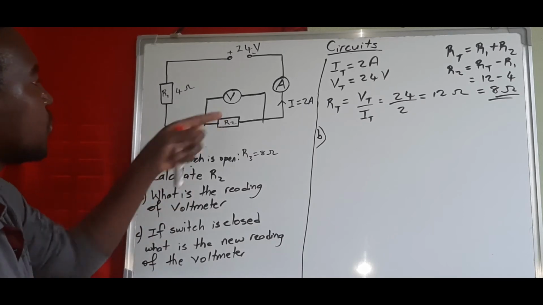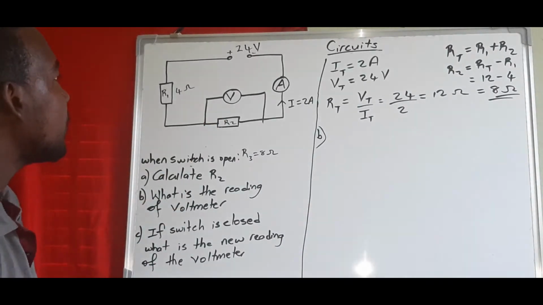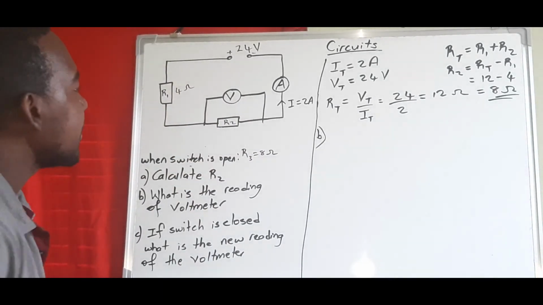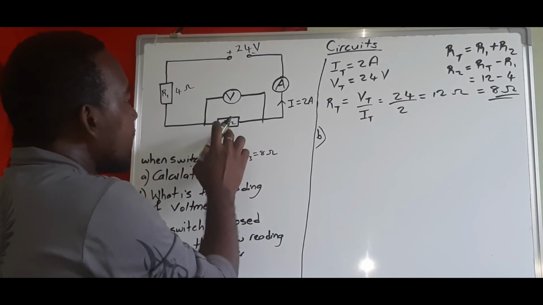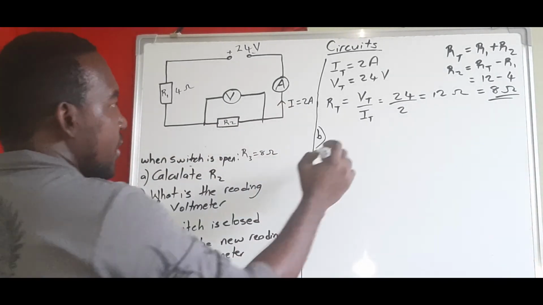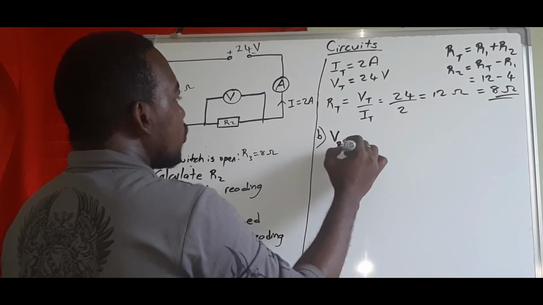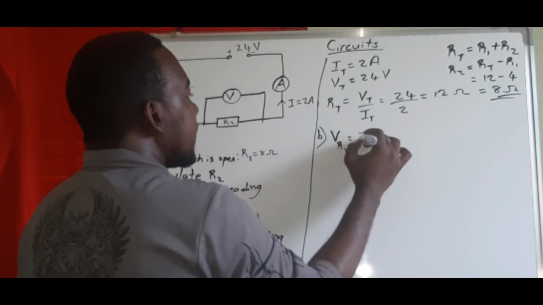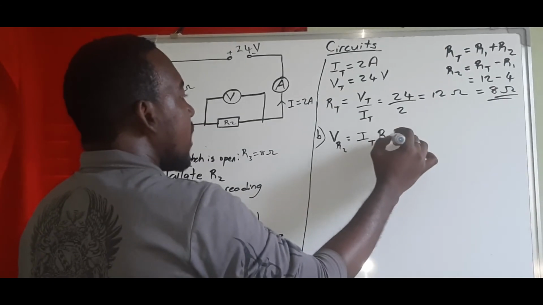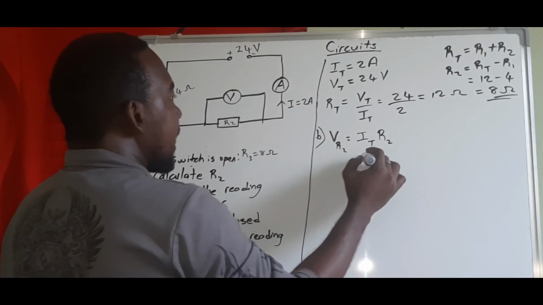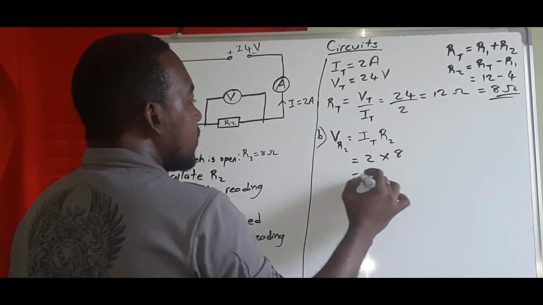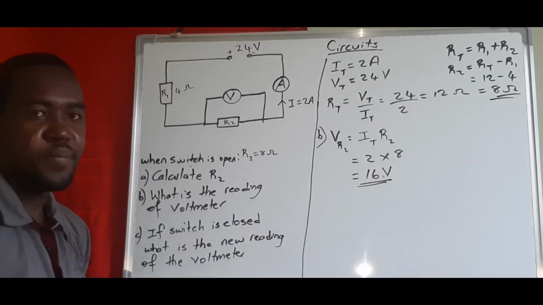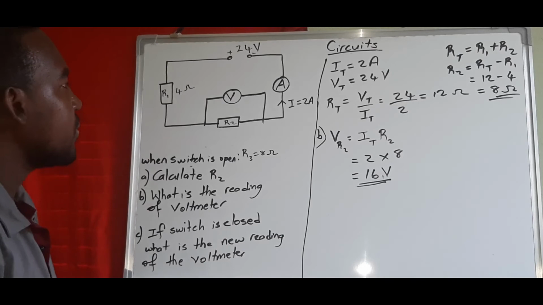What's the reading of the voltmeter? Alright, so now we know that the voltage between these two will be different, right? Because there are two different resistor values, but their current is the same. So we know that the voltage in R2, because that's where the voltmeter is, is equal to IT times R2. So I is 2, R is 8, so we get 16 volts, right? So that's the voltmeter reading.